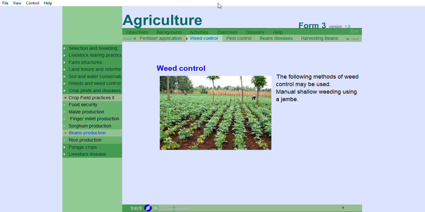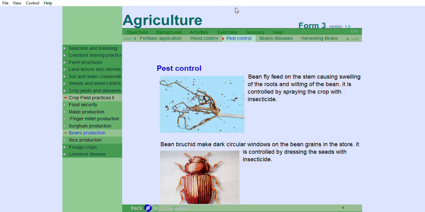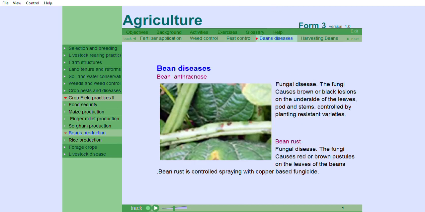Weed control. The following methods of weed control may be used. Manual shallow weeding using a jembe. Bean diseases. Bean anthracnose, fungal disease. The fungi causes brown or black lesions on the underside of the leaves, pods and stems. It is controlled by planting resistant varieties.